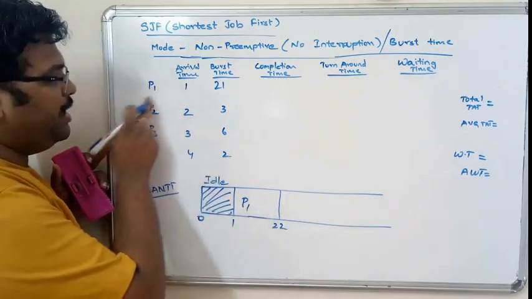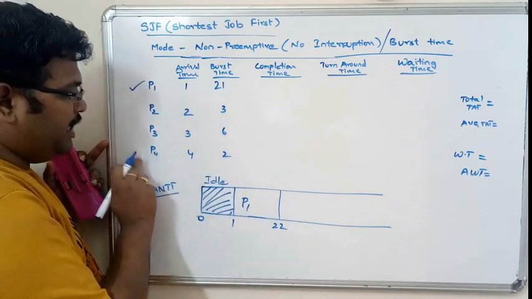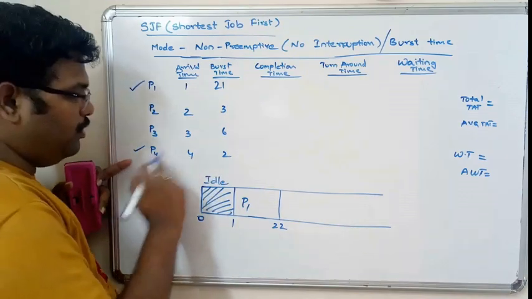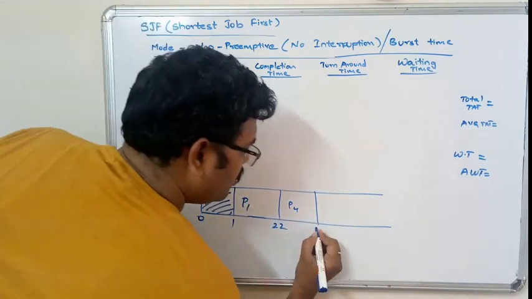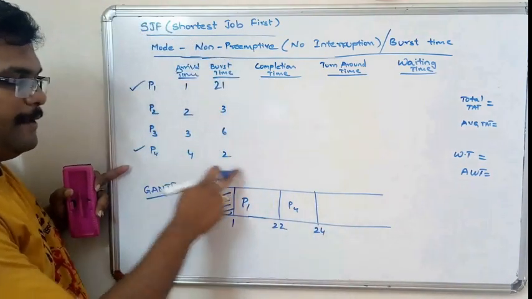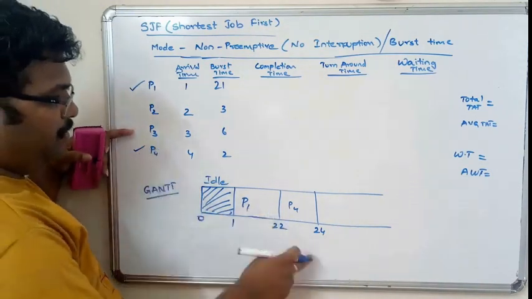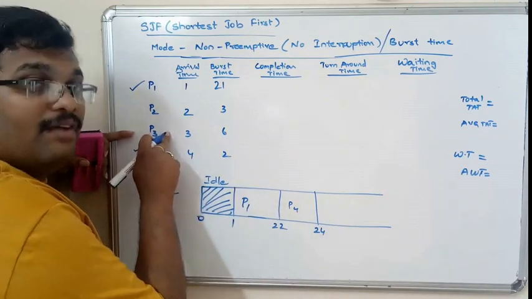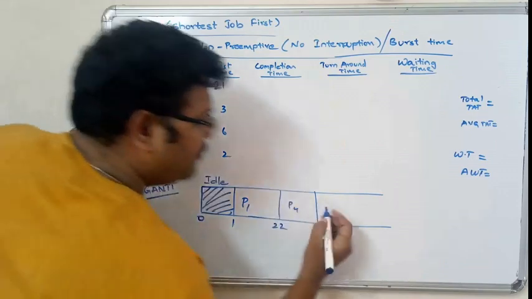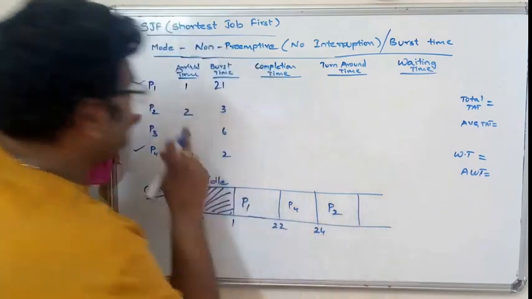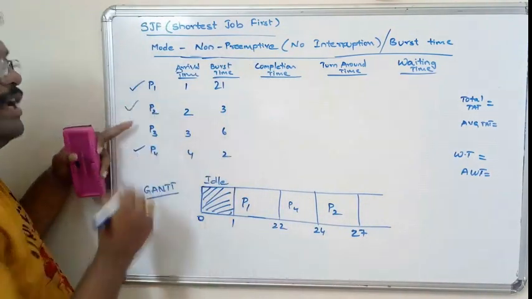At this time, 3 processes are available in the ready queue. Among these 3, P4 has the shortest job, so P4 is allocated to the CPU, till 24. At time 24, 2 processes are available. Among these 2, P2 has the lowest burst time, so P2 will be allocated here. The time is 3, so it takes till 27. Till 27, P2 will be executed.